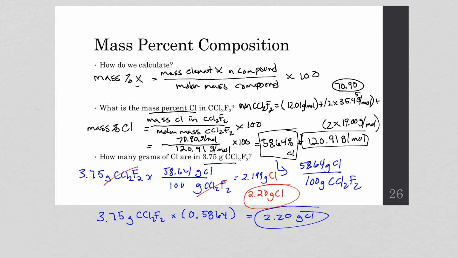So mass percent composition, right? A useful tool to allow us to break down a compound and figure out how much of that compound is coming from the individual elements within that compound.